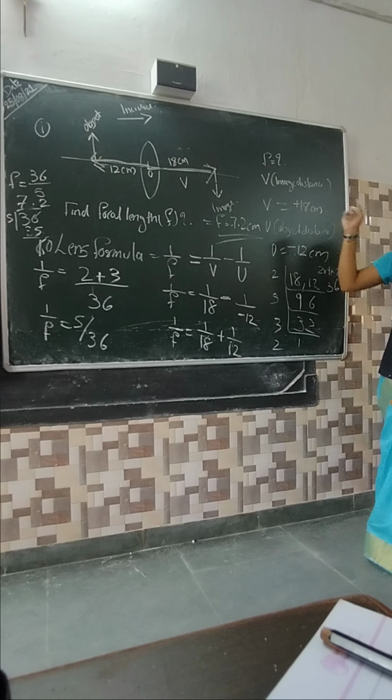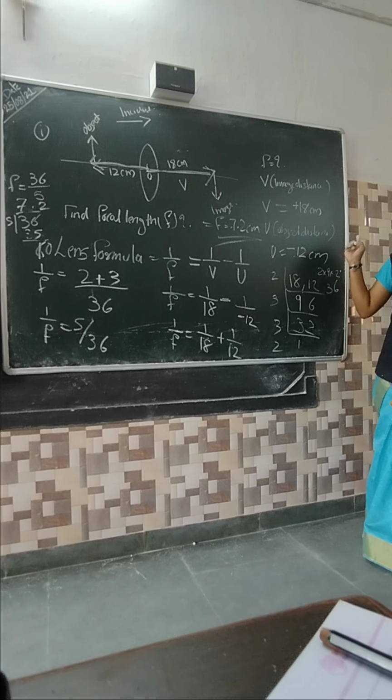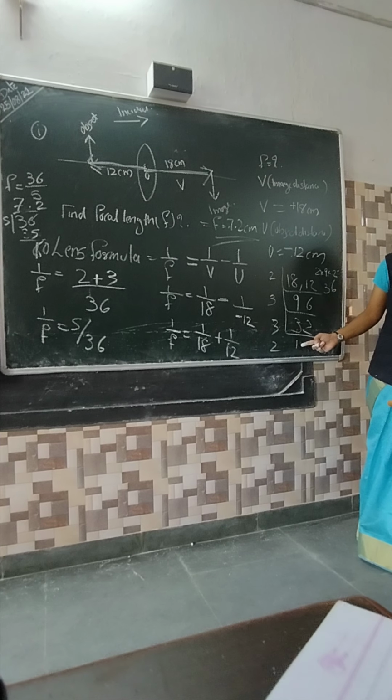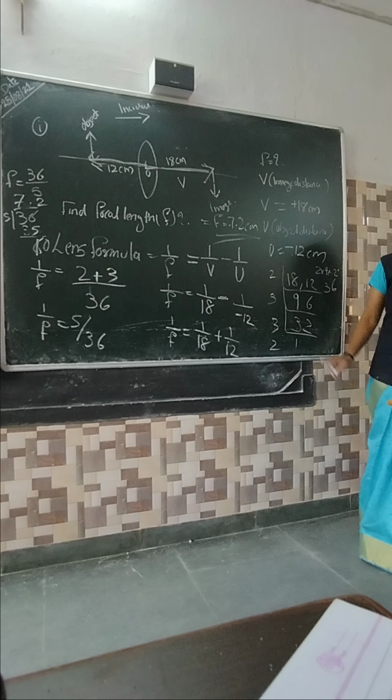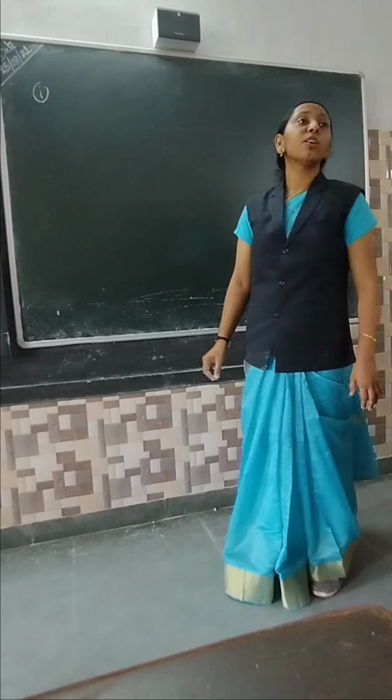So first you should write the lens formula. Second, you should check the sign convention, the sign of u, v and f. Then after that, apply it. Use the LCM method, simplify the mathematical way. You should get the answer. Clear everyone? Yes, ma'am. Any doubt? Which lens is this? Convex lens.